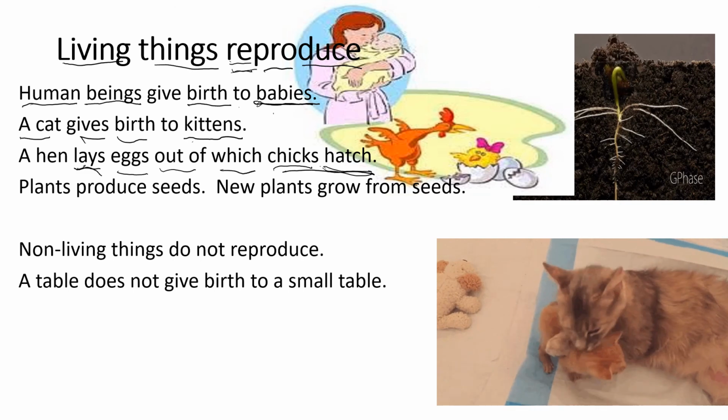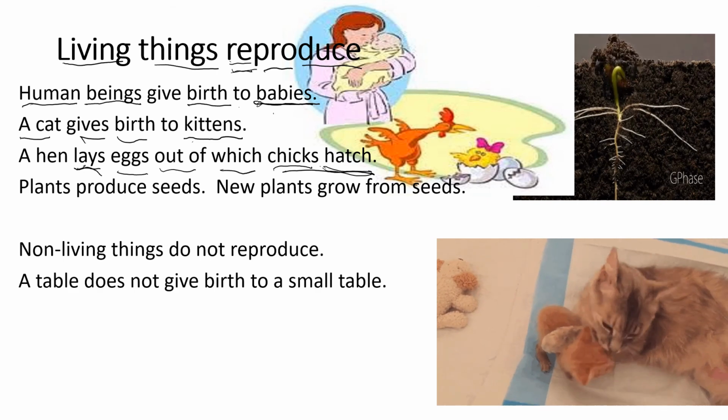Plants produce seeds. New plants grow from seeds. If you take the seeds, children, you are at home now, you can take some seeds of maybe tulsi or neem, and put them into the ground, or even dhania seeds, coriander seeds. You will see the same plant growing once again. From tulsi seeds, you will get a tulsi baby plant, and then that plant will grow bigger. So let's read the sentence. Plants produce seeds. New plants grow from seeds.